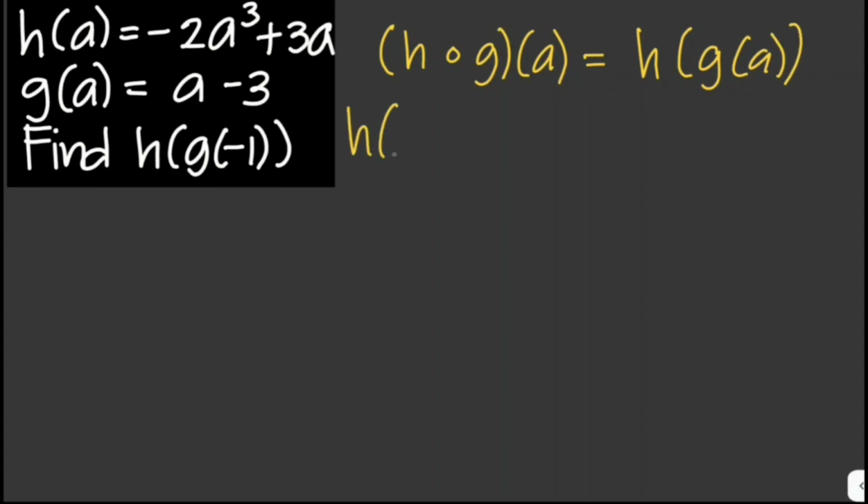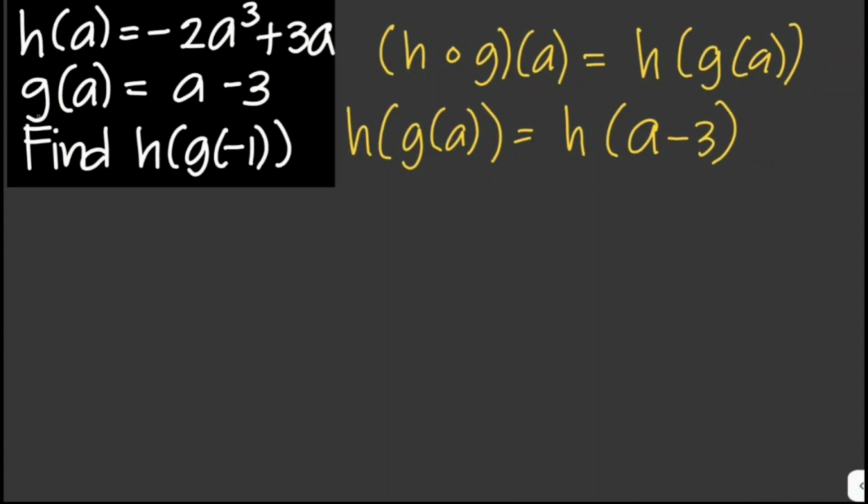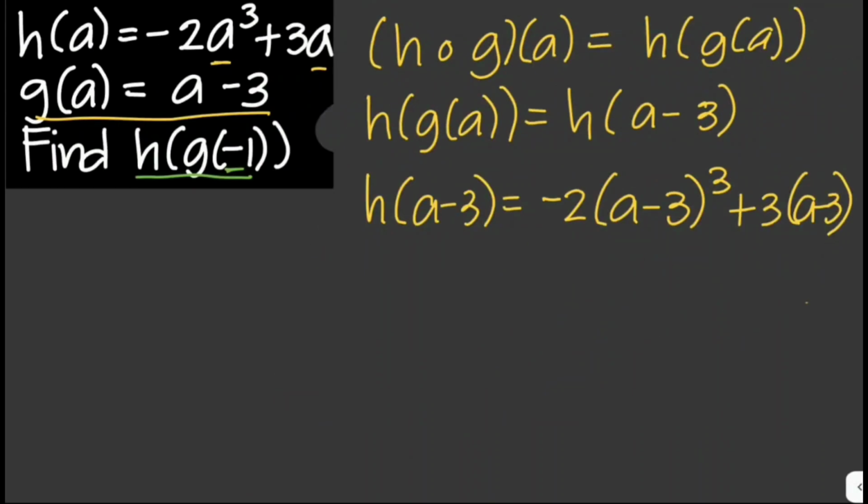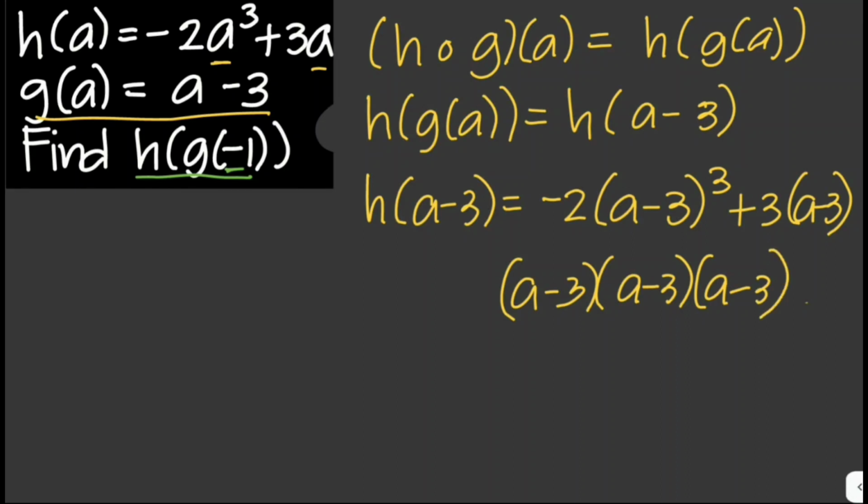Okay, so that would be h of g of a is just h of a minus 3. A minus 3 is the whole function g of a. Then we replace a with a minus 3 from the function h of a. So that would be negative 2 times a minus 3 cubed plus 3 times a minus 3. And then a minus 3 cubed here is just a minus 3 times a minus 3 times a minus 3.